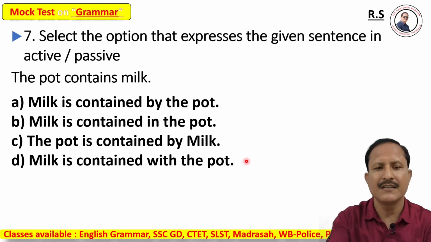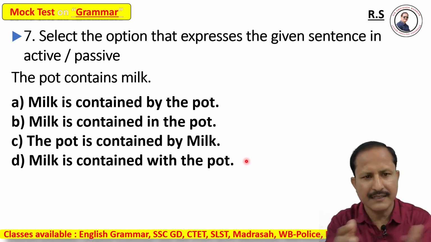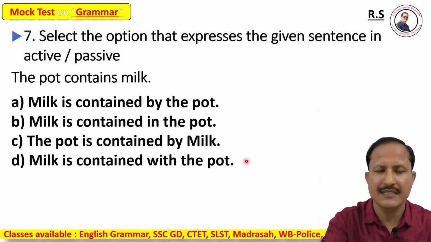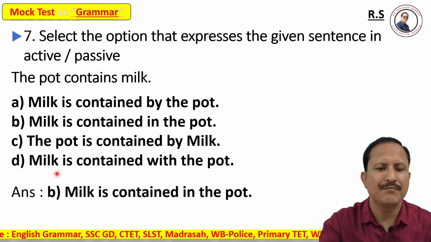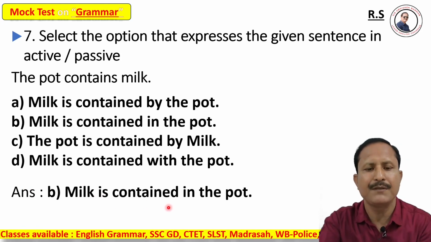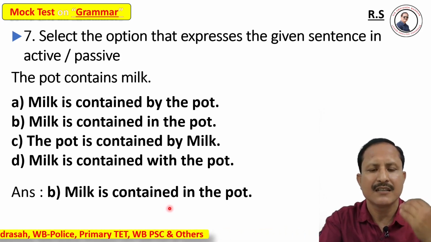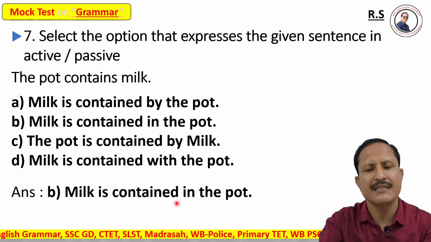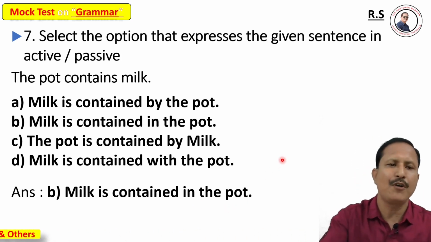Here, the sentence is the pot contains milk. The appropriate answer in the passive form is option B. Milk is contained in here. The appropriate preposition after contained should be in, not by. So the right answer is milk is contained in the pot.